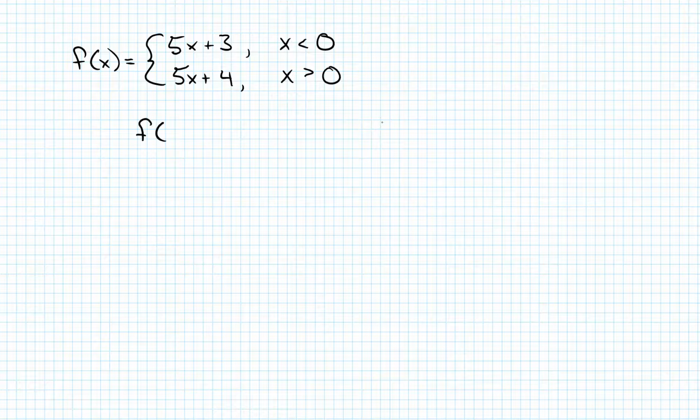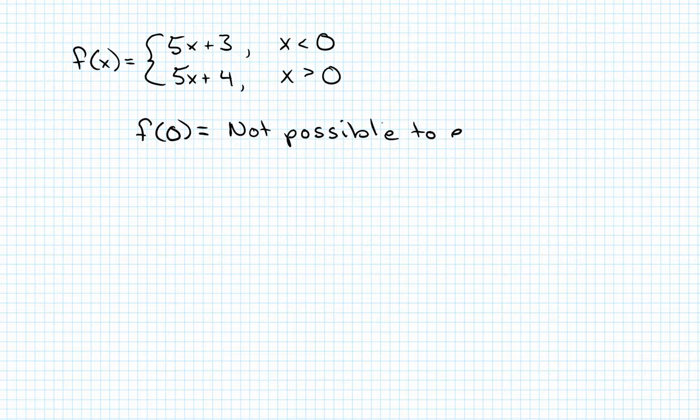Now, if I try to do f of 0, I go and I look at my rules. I have a rule for greater than 0 down here, and I have a rule for less than 0 up here, but I don't have a rule for x equals 0, so I can't solve it. So it's not possible to evaluate this, because there is no rule for f of x equals 0. And there's also no rule for spelling, apparently.